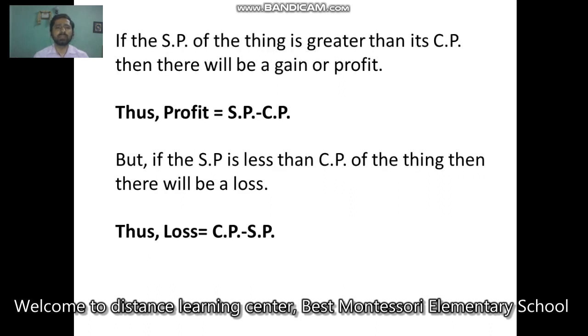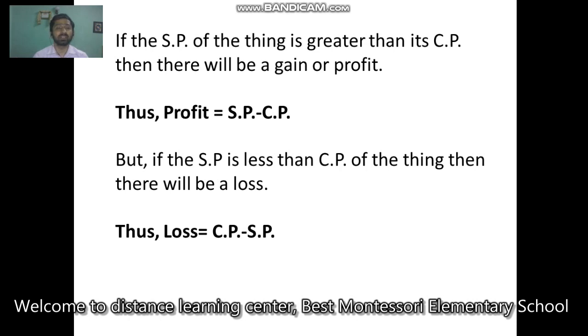Before this, we have to know some general concept that if the selling price of something is greater than the cost price, then there will be gain or profit. Suppose I buy a pen at rupees 10 and I sell it at rupees 15. Now my cost price is 10 and my selling price is 15. That means my selling price is greater than the cost price. Now I will have a profit. And how to find the profit? It's a simple formula: selling price minus cost price.